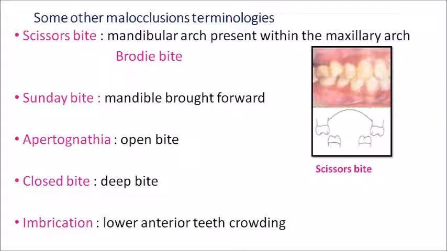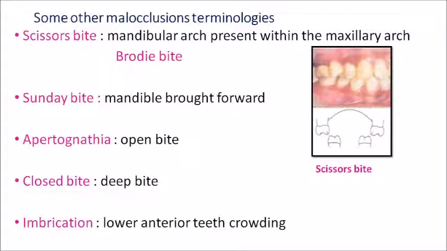So now we will quickly go through some terminologies. These are not included in any system of classification of malocclusions, but when certain malocclusions are presented, they are called by certain terminologies. The first one is scissors bite. Please note it is scissors bite, not scissor bite. This is a condition in which the mandibular arch is completely within your maxillary arch. That is called scissors bite.